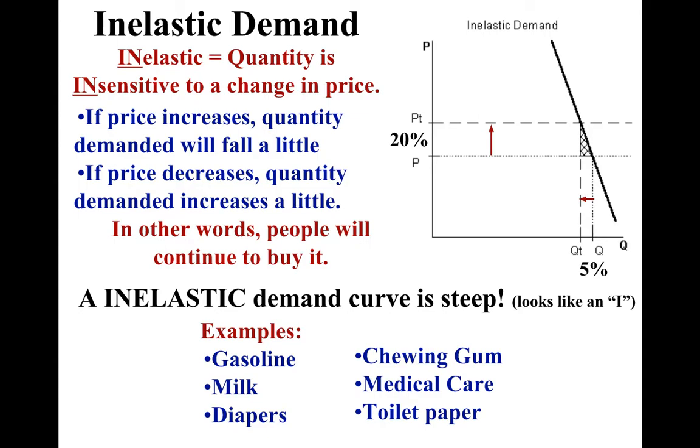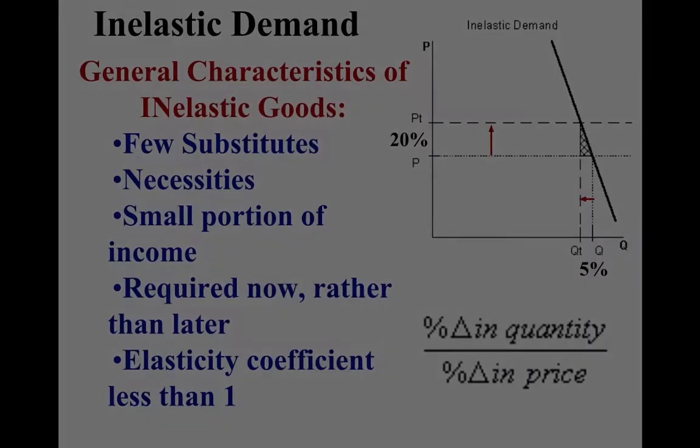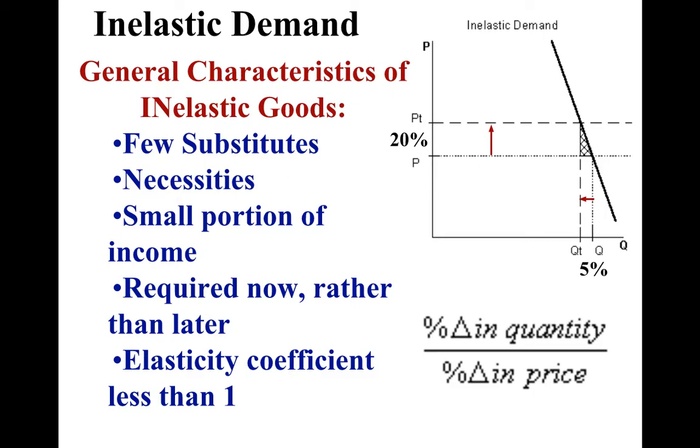So the change in price in that example went up 20%, but the quantity only dropped 5%. So this would be things you need a lot more. Okay, so you can see the examples below. We talked about those in class. Some characteristics, doesn't have to be all of them, but it could be a necessity, or it could have few substitutes like gasoline. A small portion of income, like toilet paper is not a huge portion of income, but you do need it, and it's required now rather than later.